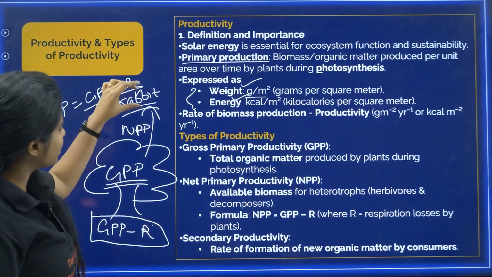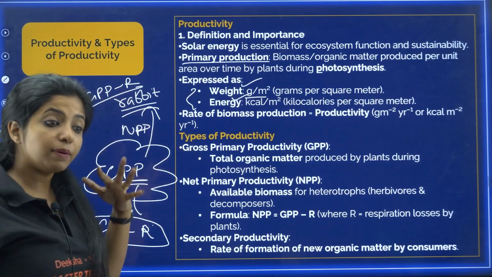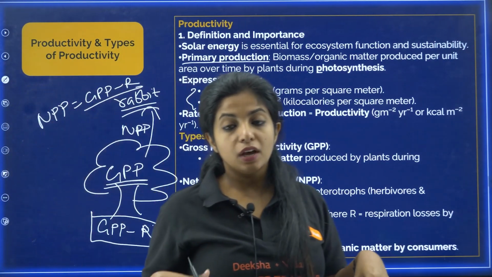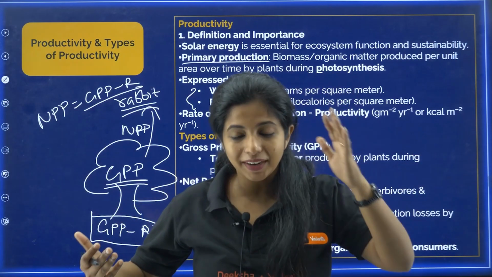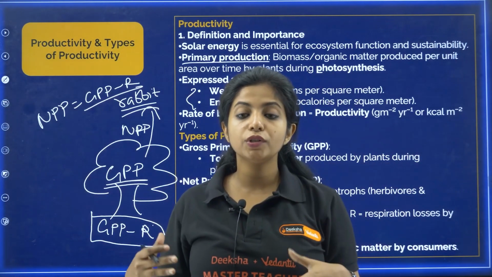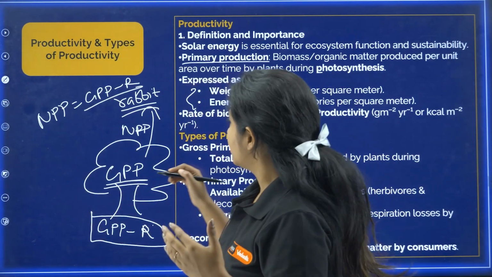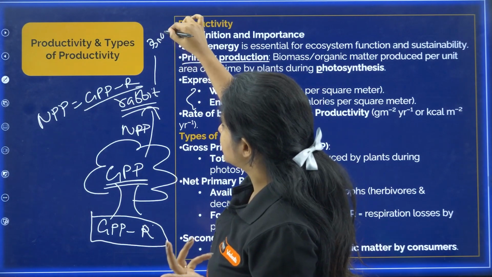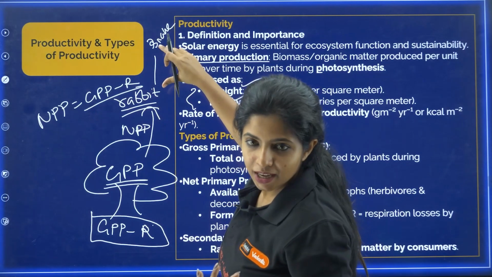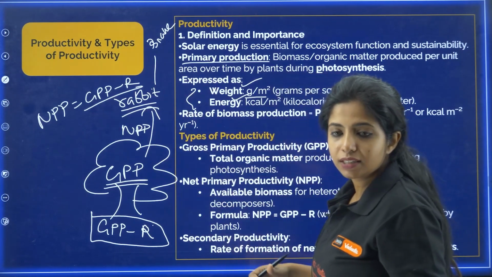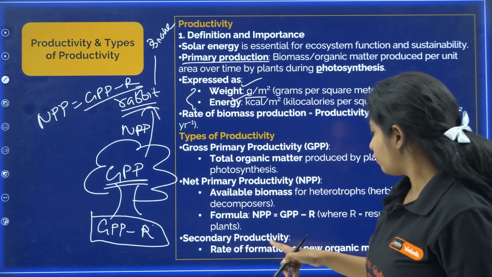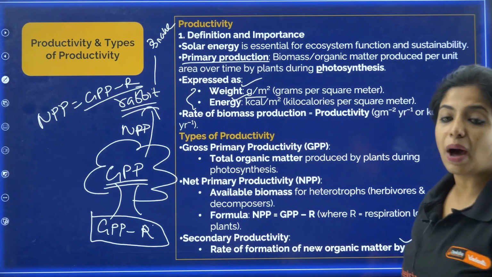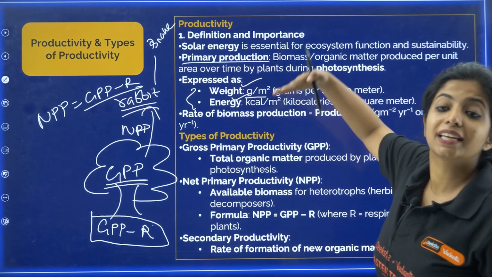Now, these guys, rabbits, have got it. Now, rabbits also will be forming new organic matter with it, my dear children. They will also be producing new organic matter that will be for the next organism, that is probably a snake. So, what do you call this production as? When the rabbit is producing organic matter, you call this as secondary productivity. So, the rate of formation of new organic matter by the consumer is known as secondary productivity.